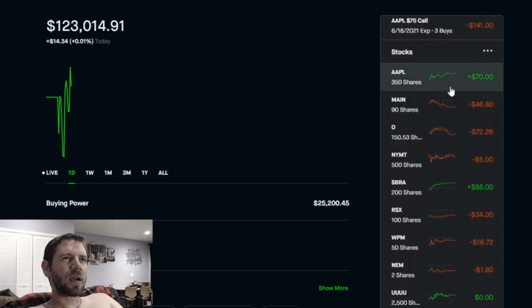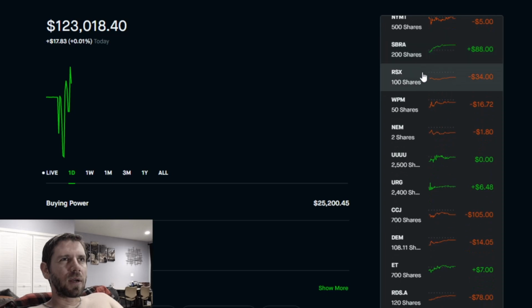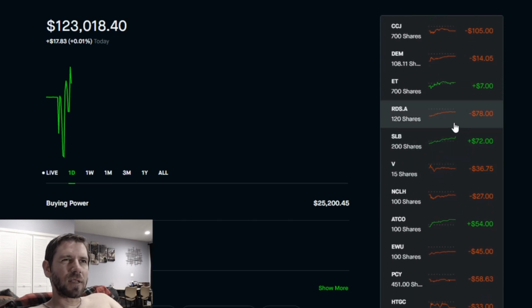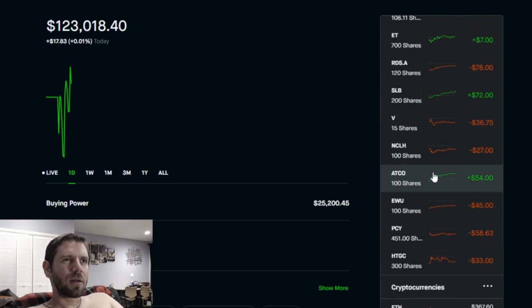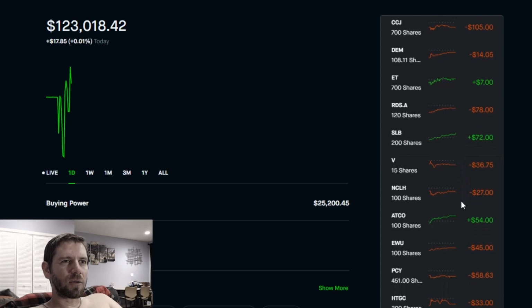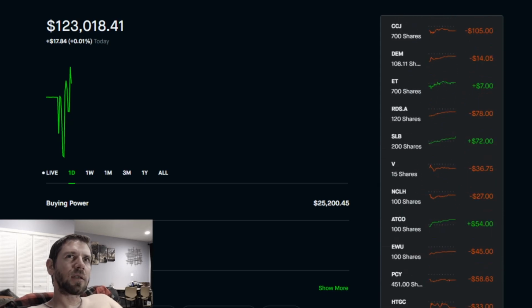Not too much movement in the actual stock positions. These are stock positions now. Up a tiny bit on Apple. I guess SBRA had a decent move. And everything else kind of canceled each other out. Schlumberger up 72. Royal Dutch Shell down 78. Uranium, how did uranium do? Pretty flat. Chemical down a little bit. So anyways, that's the account here. This is just my watch list.